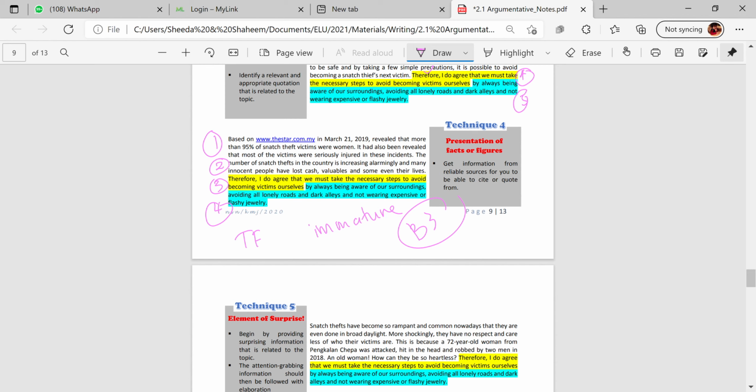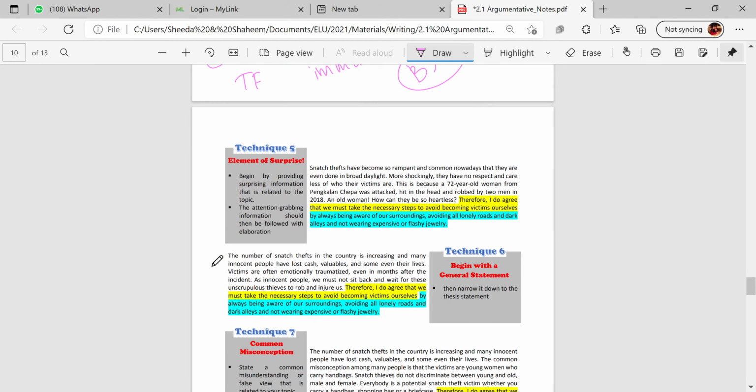The same goes in your body paragraphs. If you're going to mention in your body paragraph based on this research, based on the survey done by whoever, make sure that you have a specific name for it rather than generally indicating based on a survey or a research. Now next, technique 5.